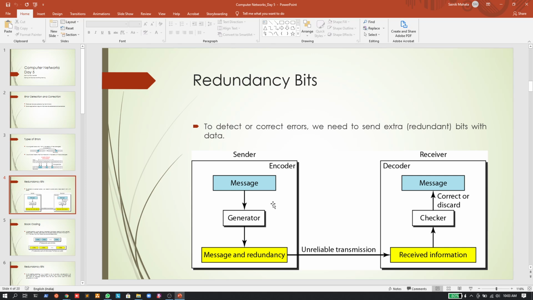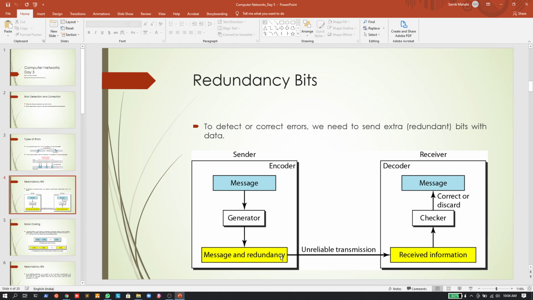So to detect or correct errors, we need to send extra bits, extra special bits, and those are known as what? Redundant bits, with the data. Okay, so if you go to the diagram here, you can see that at the sender side, this is the encoder, right, so there is a message that the sender will be trying to send, and this message will be transformed into something else using a generator. And what will the message be transformed into? The message will be transformed into message plus the redundancy bits. So if I have the message as 101 and I have a redundancy bit as 11, the data that will actually go to the receiver side is what?